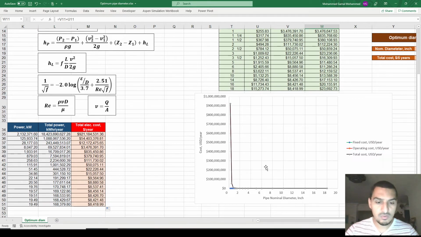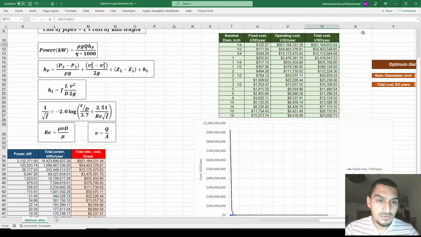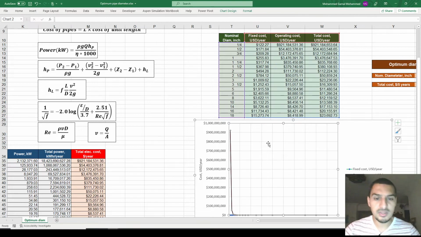And this is what I see. Of course, the plot seems to have something wrong with it, and the reason I cannot see all the details, and the curve is going down and up and everything, is because the first few values are giving a huge amount of money. So this is 921 million. So it's making the scale very large, so I cannot see the details of the rest of the values.